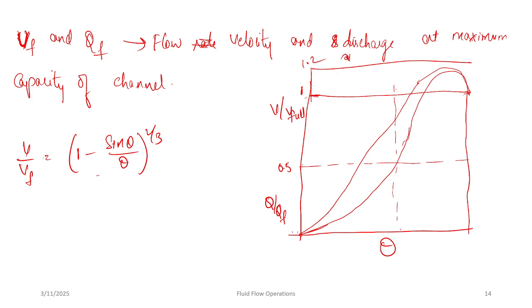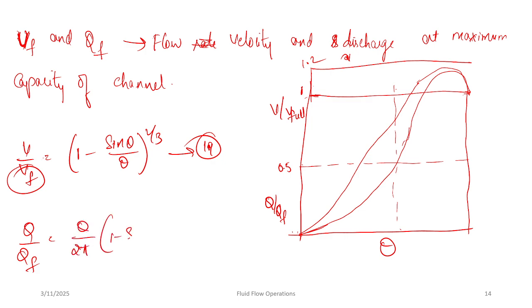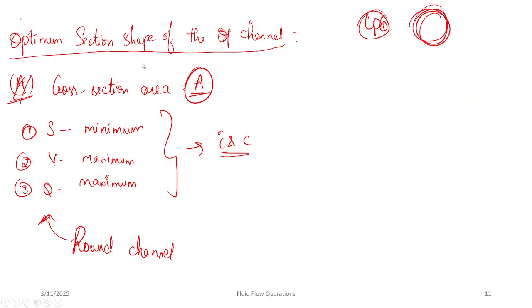Okay, so this is how you calculate V by V full. So if you have the value of one parameter, you can calculate the value of the other parameter. Going into the derivation would again be complicated, so I'm just writing down the formulas. Q by Q full will be equal to theta by 2 pi into (1 minus sine theta by theta) whole power 5 by 3. This is equation number 20. So this is for the open channel.